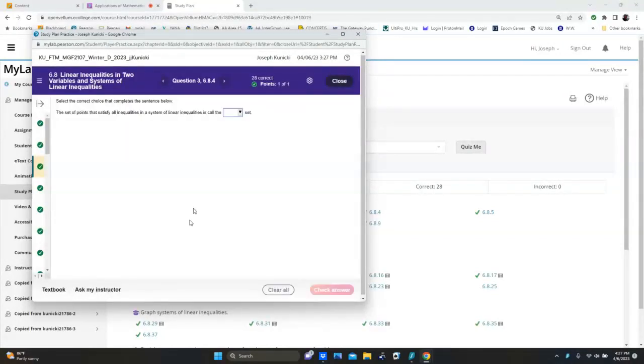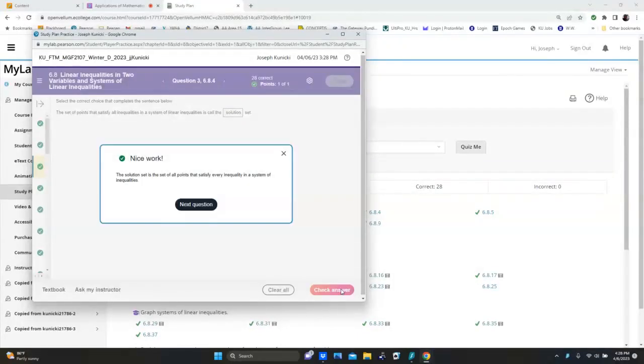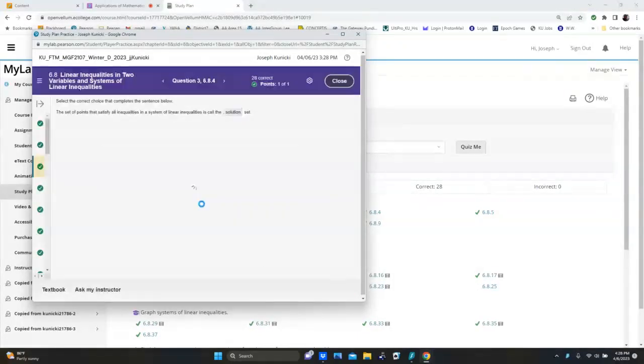And then number 4, the set of points that satisfy all inequalities in a system of linear inequalities is called, naturally, the solution set. So a half line was the solution to an inequality in one variable, x, for example. Now the solution is going to be a half plane. It's a set of ordered pairs that are on one side of a line or the other, and including the line or not, depending on the sign.